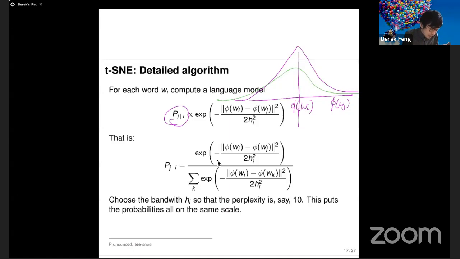What it ends up being is that you're basically going to assign probabilities pj given i higher if the two word embeddings are close together. And that's really what you want. You want P of j given i to be a big number if wi and wj are close in their space.